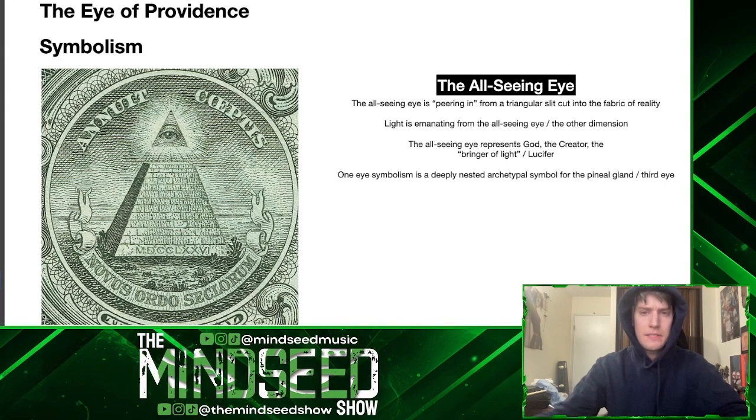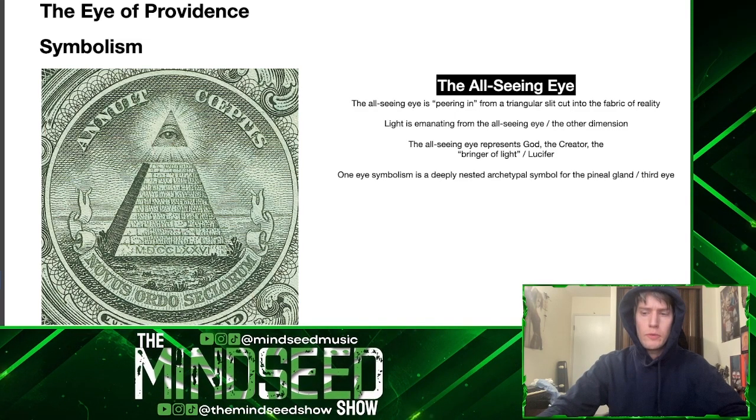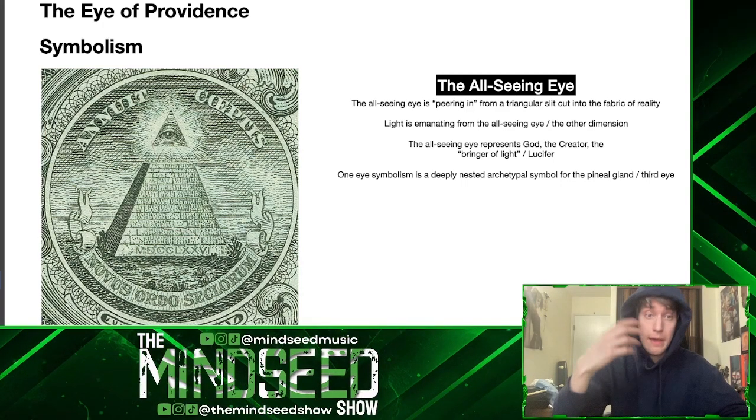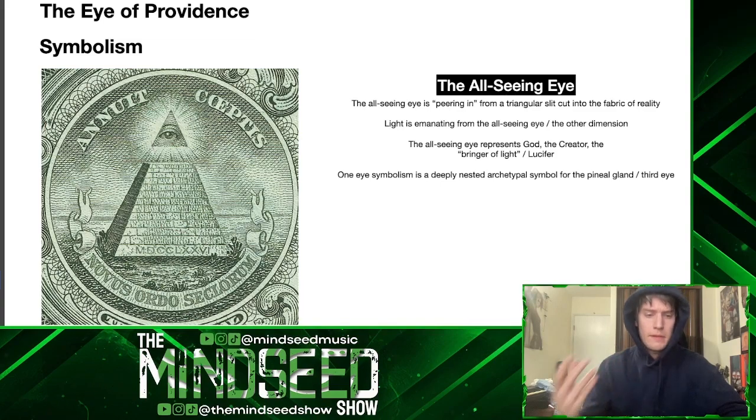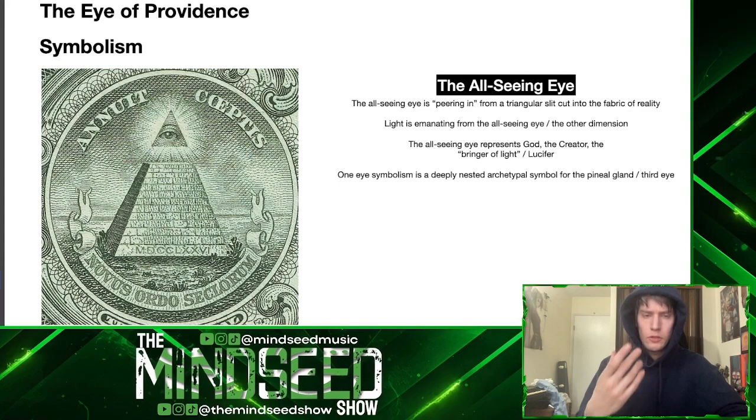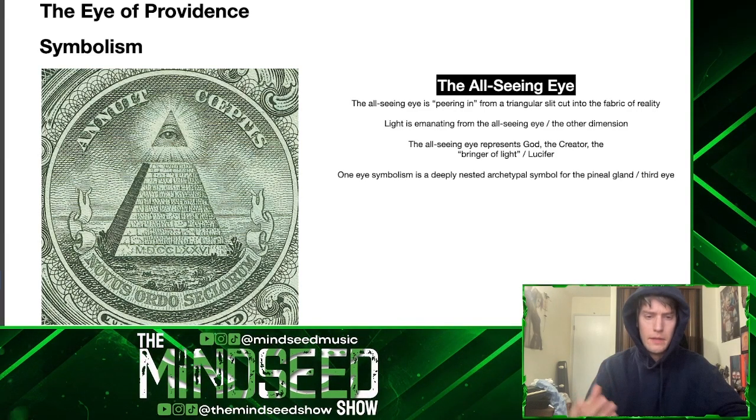Additionally, one eye symbolism generally is a deeply nested archetypal symbol for the pineal gland and the third eye. Without getting into it too in depth, the idea behind the third eye is that, by developing your meditation practices, breathing practices, yoga practices, you can unlock your third eye, your pineal gland, illuminating yourself in the process.